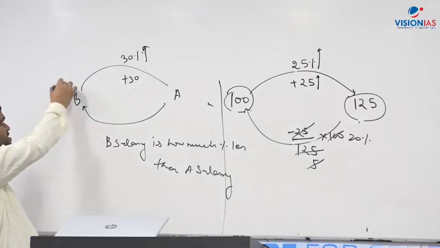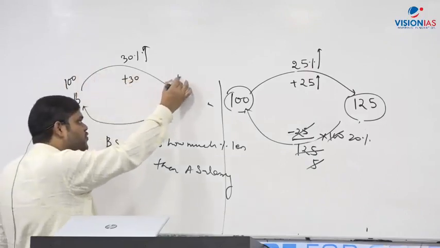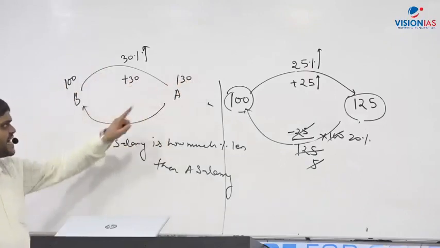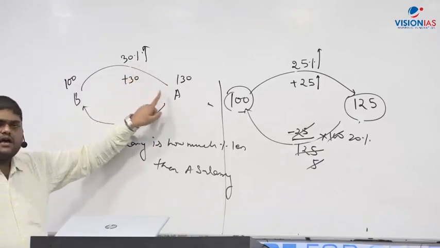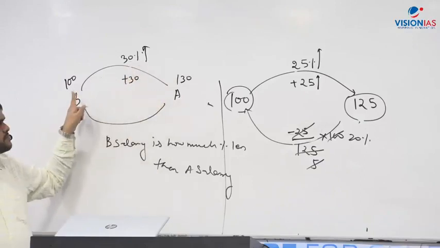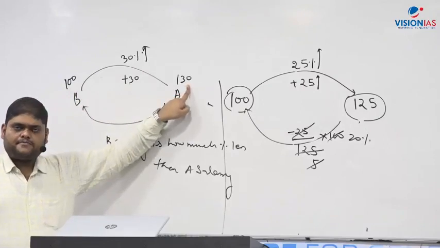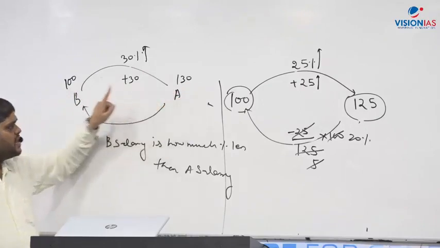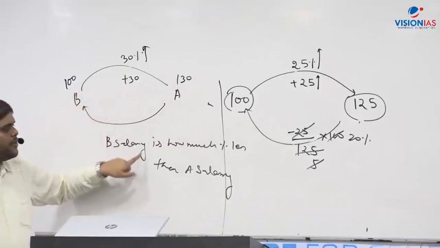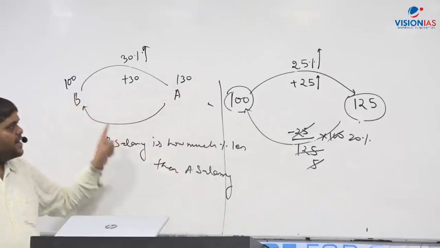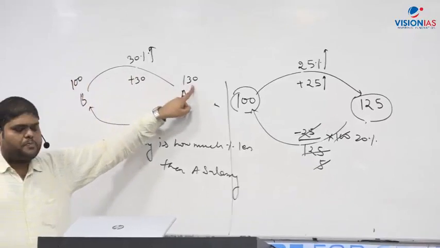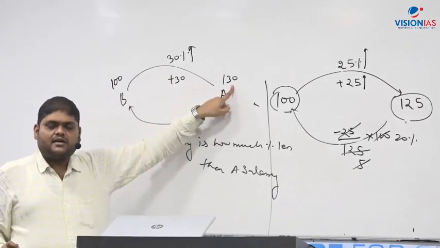So if I take this value as 100, this value becomes 130, because A's salary is 30% more than B's salary. So if B's salary is 100, A's salary becomes 130. Now the question is, B's salary is how much percent less than A's salary? That means 100 is how much percent less than 130?